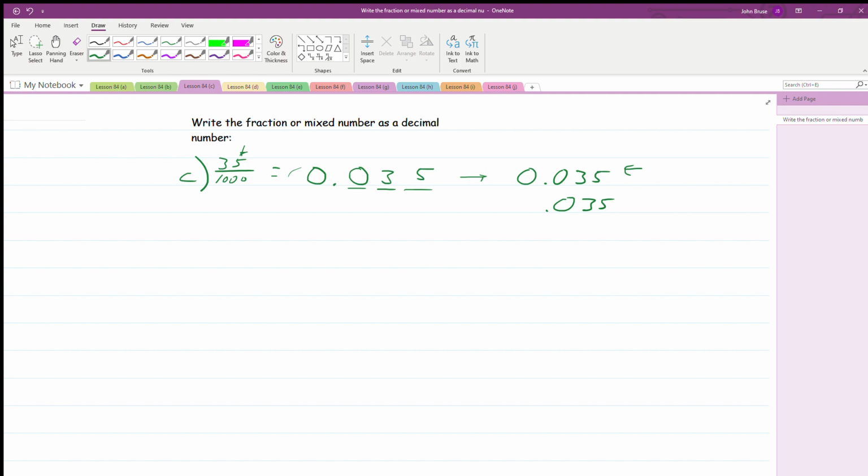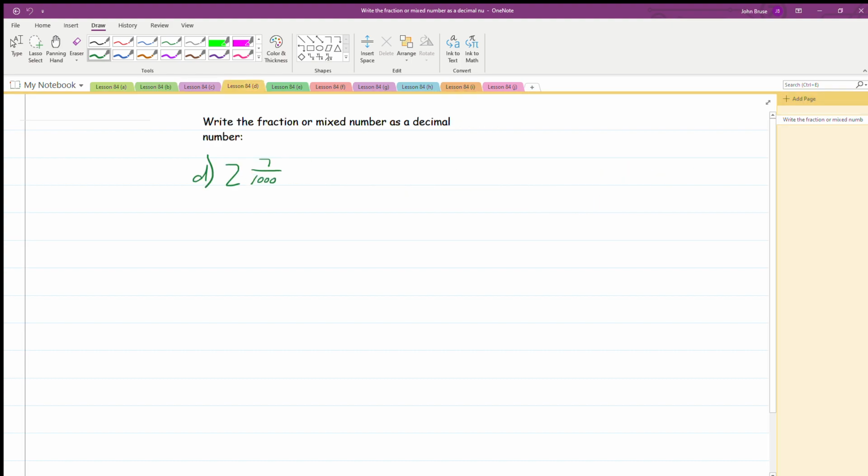Okay, let's go ahead and go to D. So again, we have a whole number, so we're going to put a whole number in front of the decimal. And it's 2 and 7 thousandths. So we've got our tenths, our hundredths, and our thousandths place. There's only one number here, so we're going to put that in the thousandths place. And since there's nothing else, these are zeros. So it's 2 and 7 thousandths. So without my marks, it would look like this.